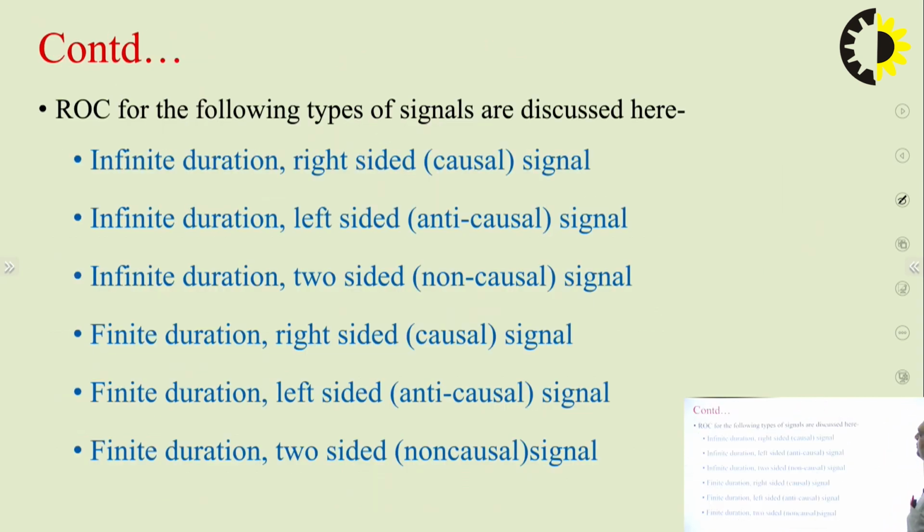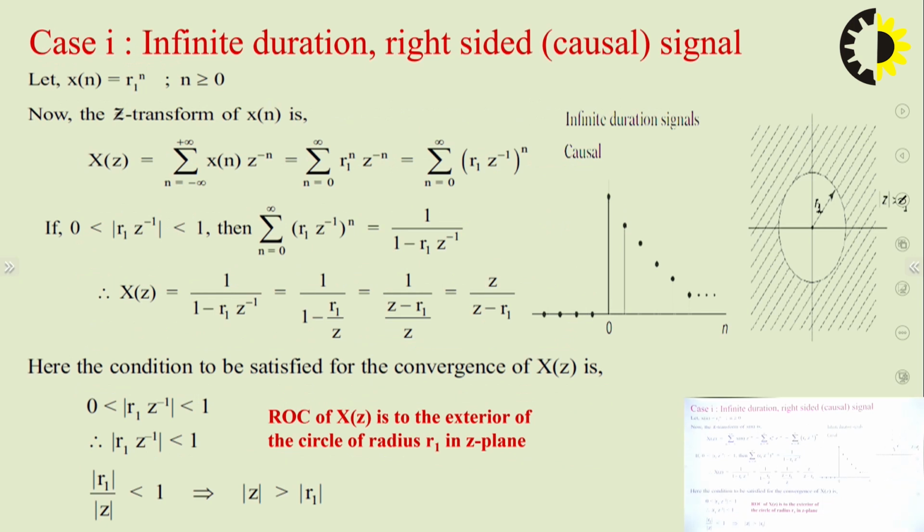Now, ROC for the following types of signals are discussed here: infinite duration, right-sided or causal signal; infinite duration, left-sided or anti-causal signal; infinite duration, two-sided signal or non-causal signal; finite duration, right-sided or causal signal; finite duration, left-sided or anti-causal signal; and finite duration, two-sided or non-causal signal. Okay. So now, first case we will see.